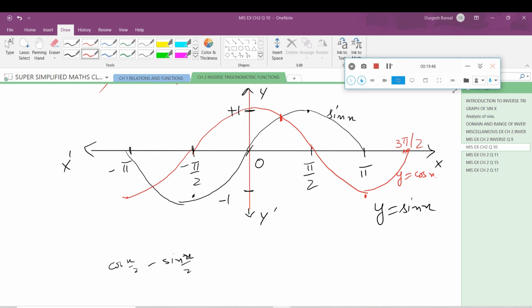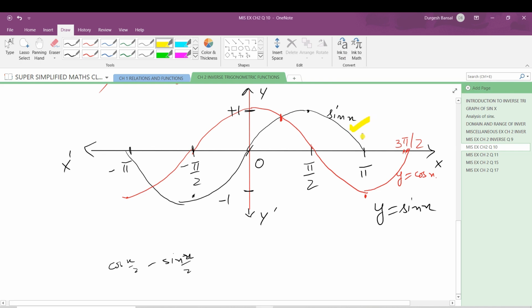Now you can see on the same graph, I have drawn the graphs of sin x and cos x. You can see this black graph, which I am underlining with yellow color. This is the graph of sin x, and that red one is the graph of cos x.